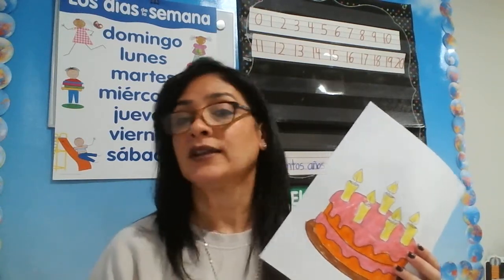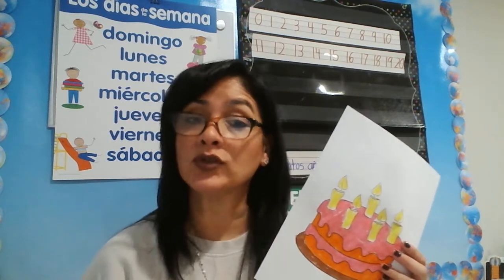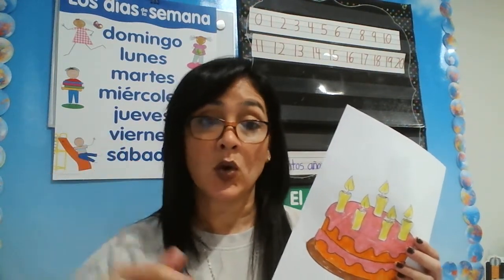But you're going to design your own bizcocho. I'll use that word. That's the word I grew up with for cake, but for your birthday. I just did a printout here, but you can actually draw your own. I want you to put the number of candles, velas, on it to show your age. Then send me a video of you saying, tengo 5 años if you're 5 years old. If you're 6 years old, you would do 6 candles, 6 velas, and say, tengo 6 años.